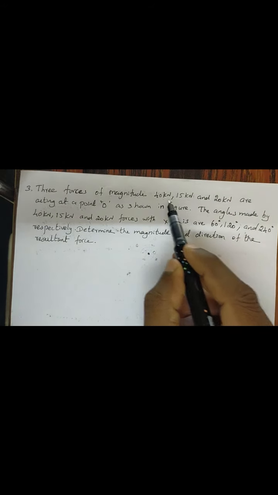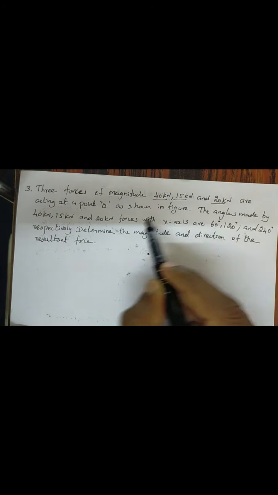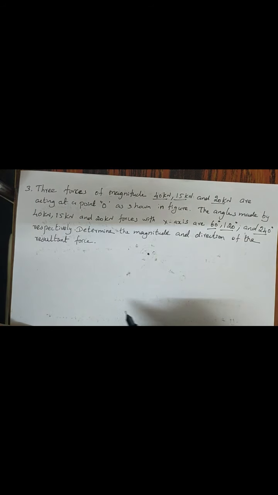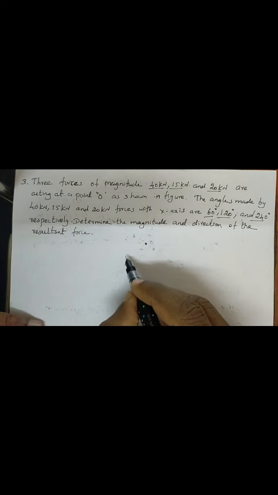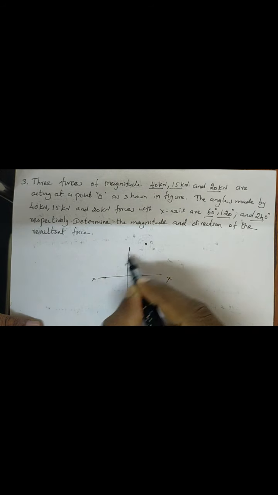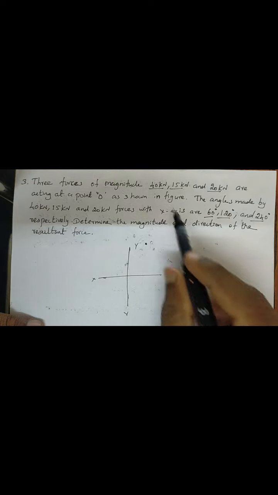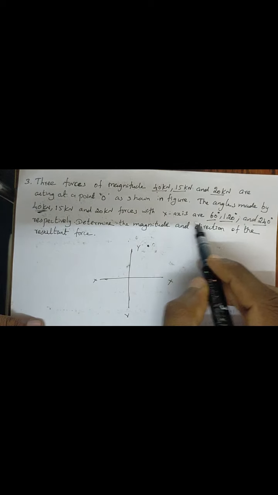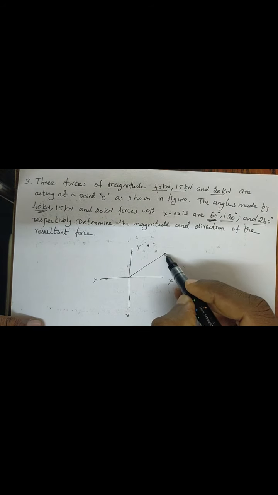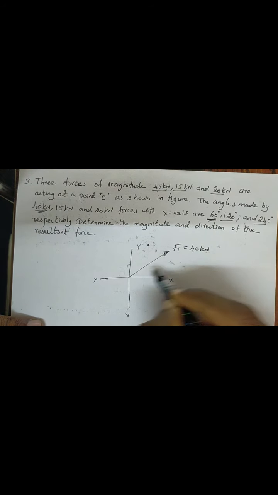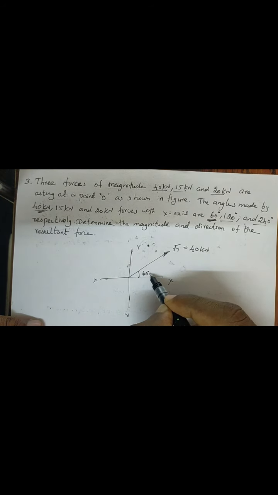Here they give three forces, and we know the corresponding angle of these three forces. Based upon this problem, first of all we have to draw this diagram. This is the x-axis, this is the y-axis. The first force is 40 kilonewton. For 40 kilonewton, what's the corresponding angle? It's 60 degree. So this is F1 equal to 40 kilonewton, the angle is 60 degree.